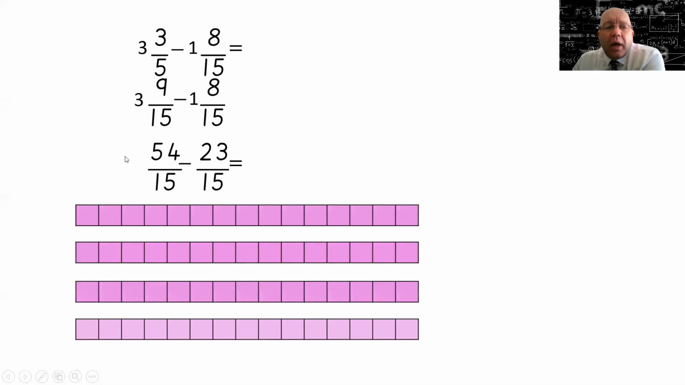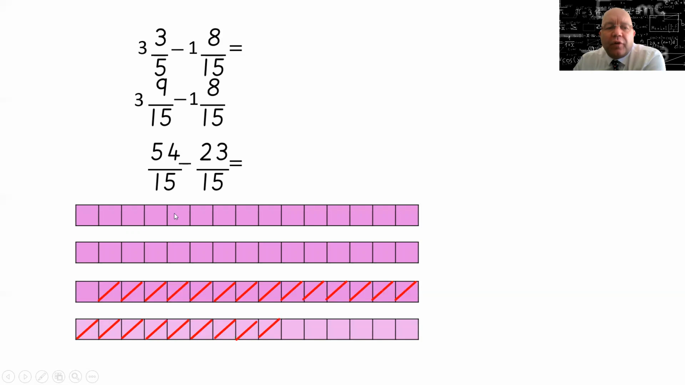Okay, so our 3 and 9/15 as an improper fraction is 54/15. We know that because we do 3 lots of 15, which is 45, plus the 9, which is 54. 1 lot of 15 is 15, plus the 8 is 23. Okay, so we've now got our calculation as an improper fraction, 54/15 and 23/15.